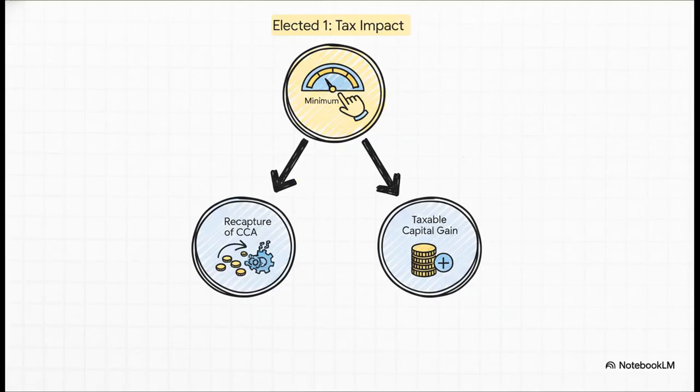Now, electing at the minimum value of $140,000 doesn't mean there are 0 immediate tax consequences. In this case, because the elected amount is above the asset's original cost and its UCC, it actually triggers both a recapture of previously claimed depreciation and a small capital gain. So remember, a rollover is a deferral, not always a complete elimination of tax right away.